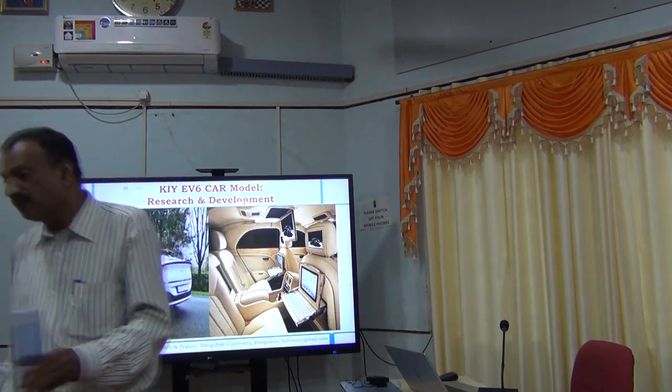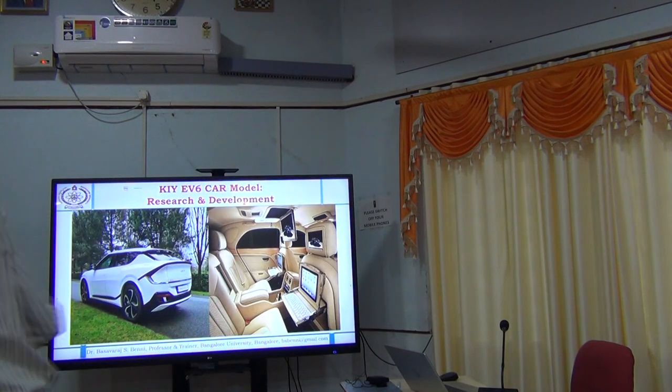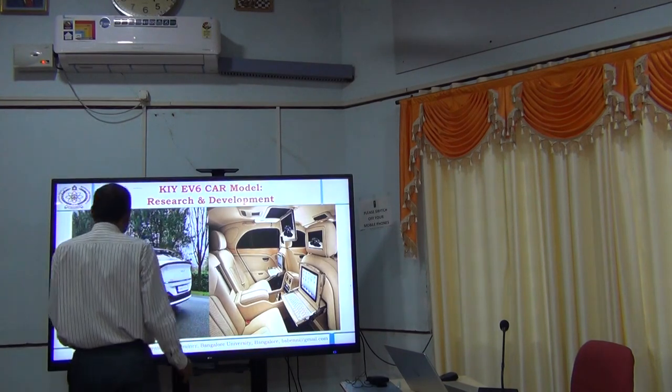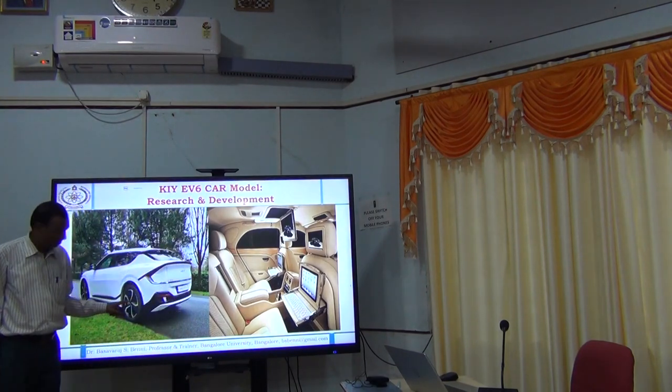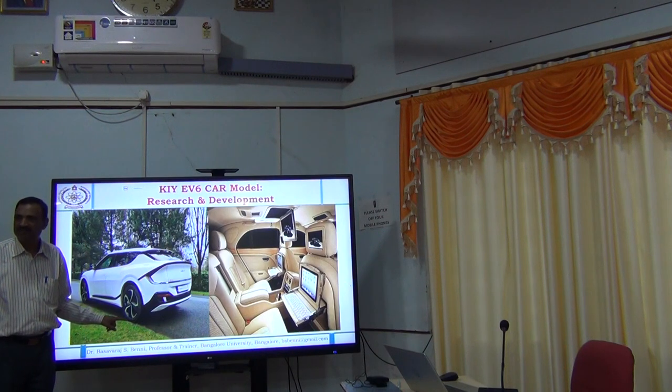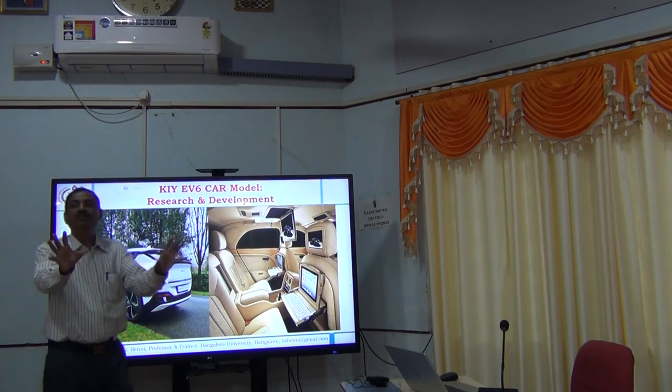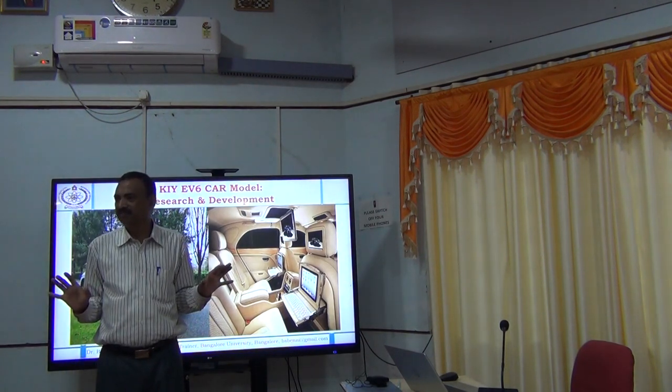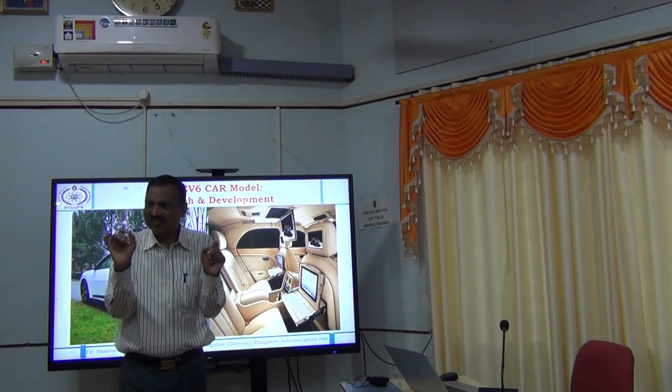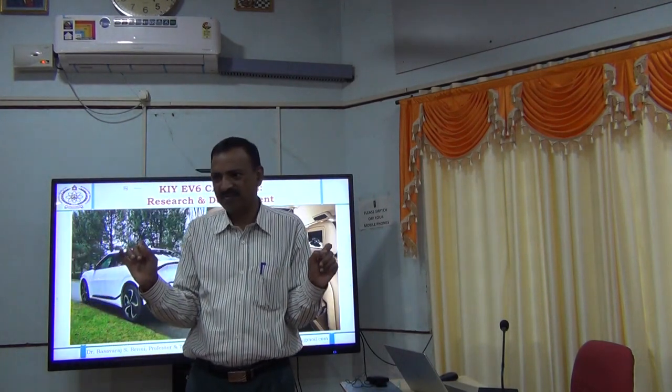Okay, so the point here is, what I mean to say, we need to understand the dimension. Little variation. This tire will not fit into the wheel. A little bigger, a little smaller.